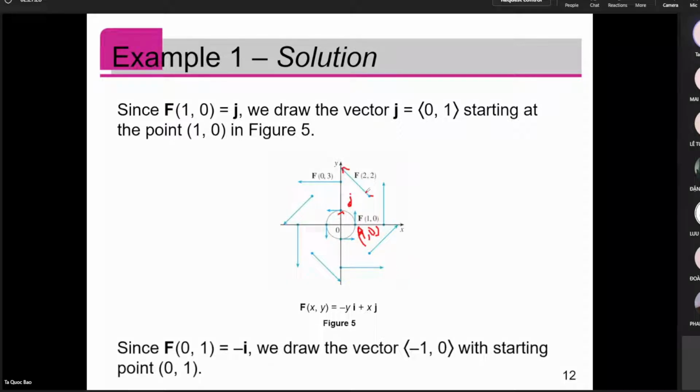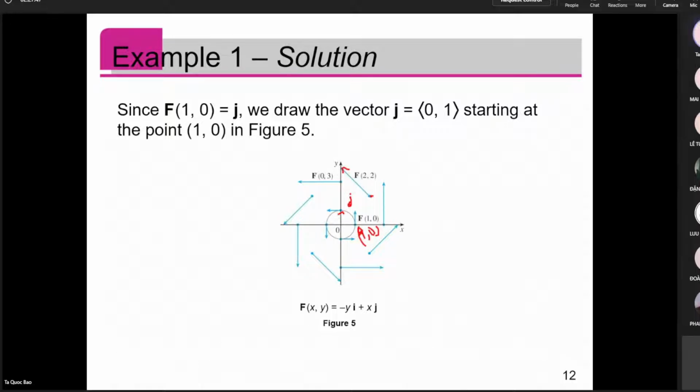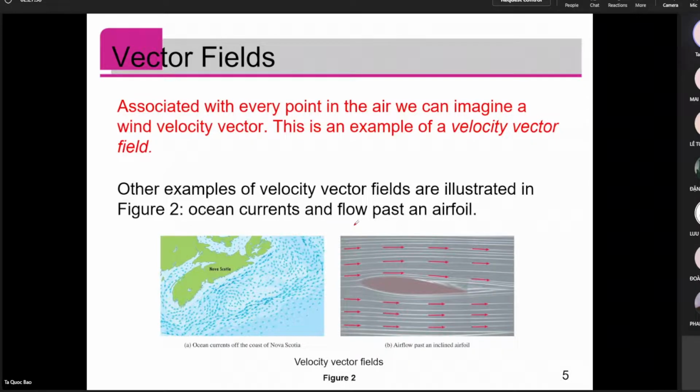So now at this point we can draw the direction of F at the point (2, 2) with length 2 square root 2. Now look here. If you are here, it is different from if you are here. Maybe you are here, the direction and the field.